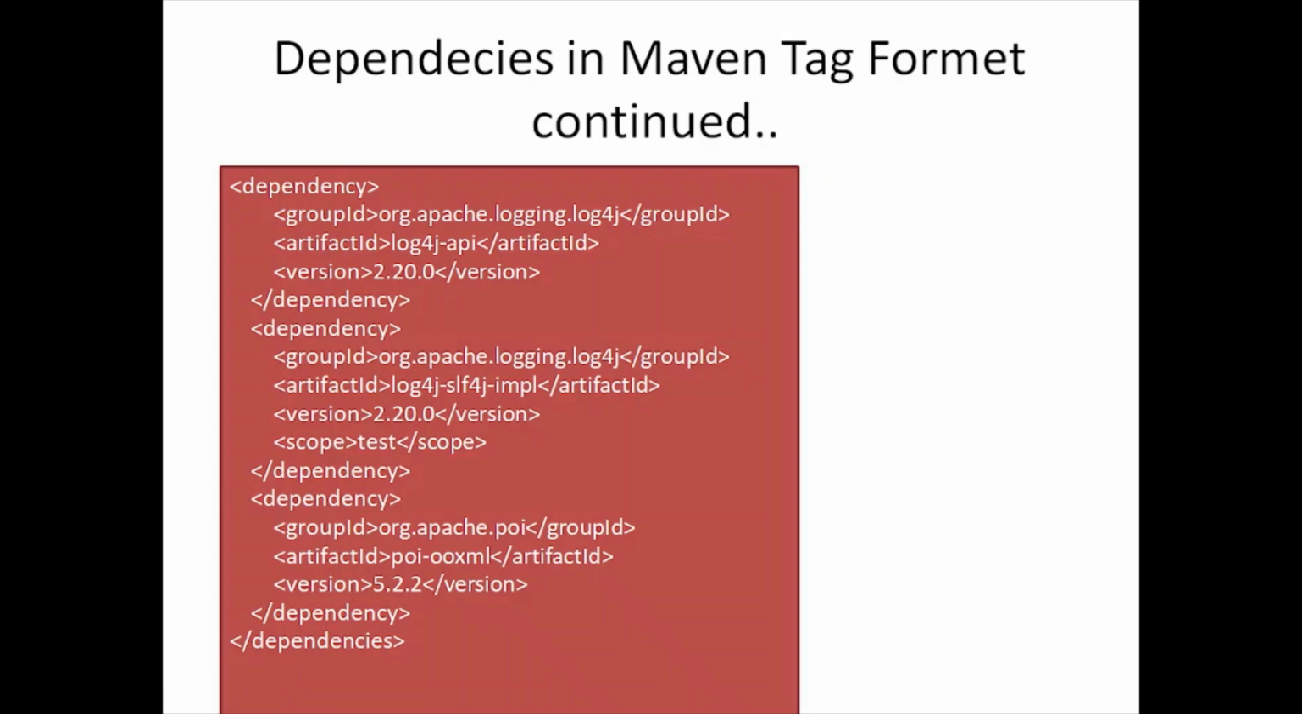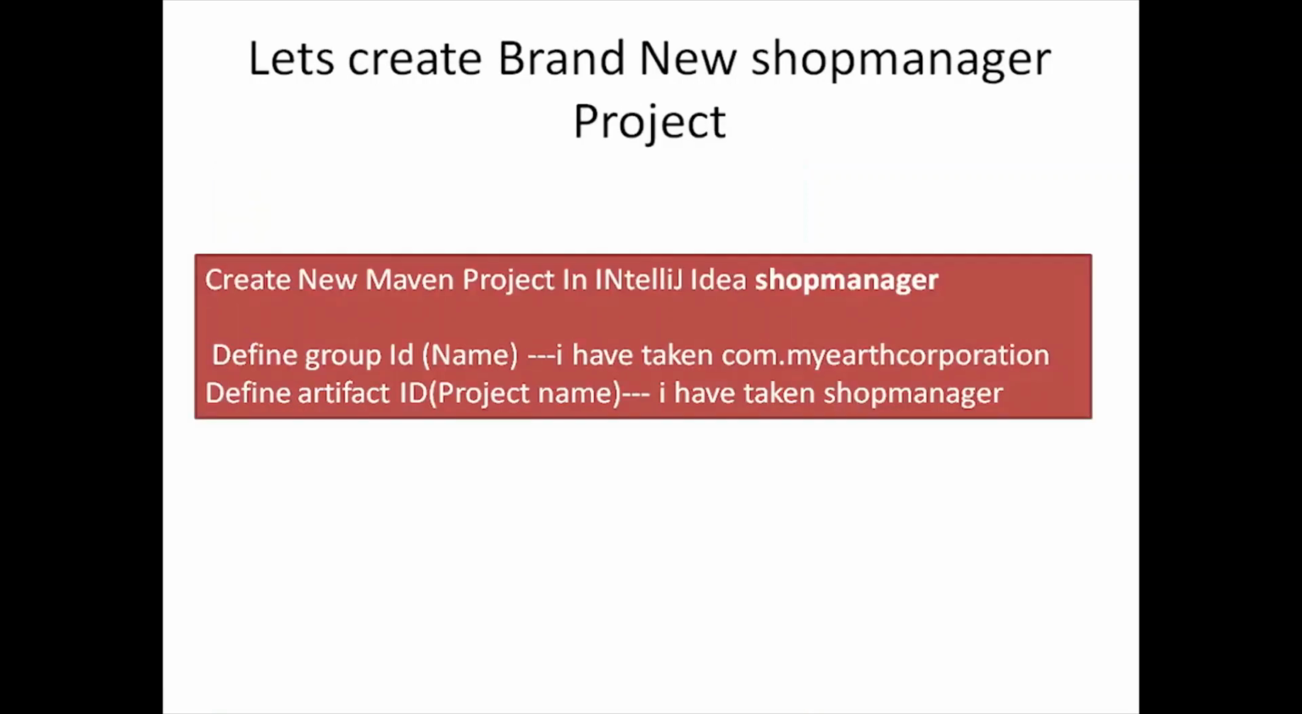So let's go ahead and create. These are the steps which we have to take for creating a brand new Maven project in IntelliJ IDEA. Create a new Maven project in IntelliJ IDEA, define the group ID, and I have taken this group ID as com.myearth corporation, and here the artifact ID I have taken as shop manager.